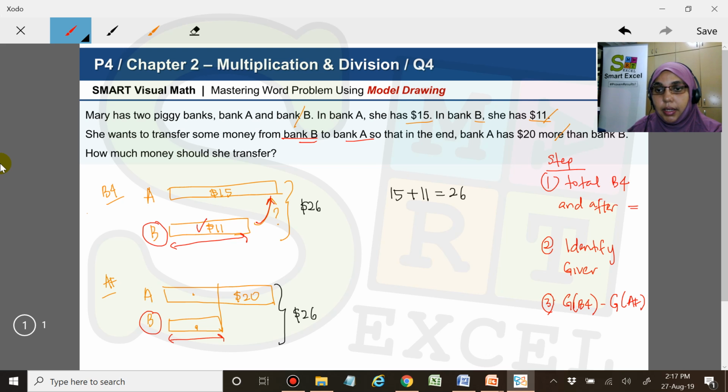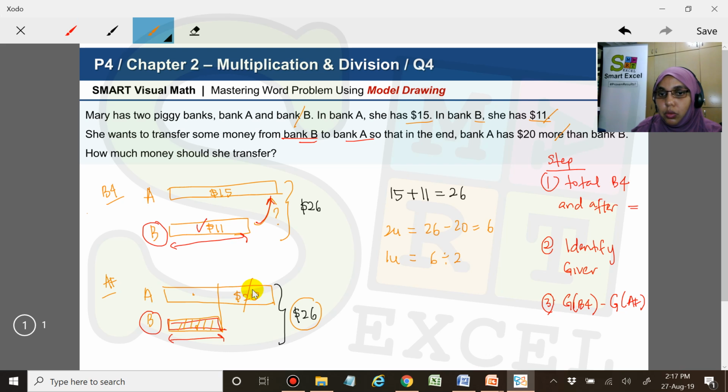So from here we already identify the giver. Now we need to find this part. We don't know, but we can find out. How do we get that part? We see that the total here is 26, so we need to minus off the 20. That will give us the 2 units, and we need to find just the 1 unit. So the 2 units is 26 minus 20, which is 6. Therefore your 1 unit is 6 divided by 2, which is 3.